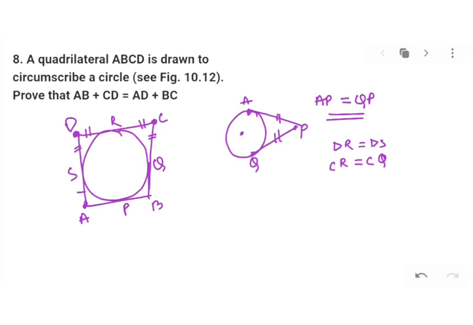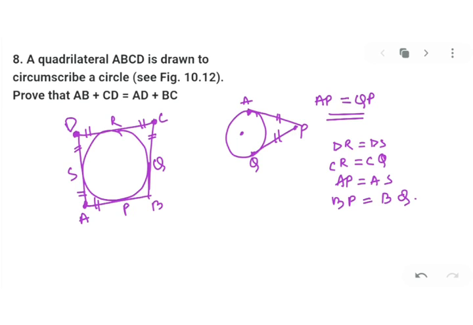From A point there are two tangents, AS and AP. So can I write AP is equal to AS? And from B point we will notice there are two tangents, BP and BQ. So I will write BP is equal to BQ.